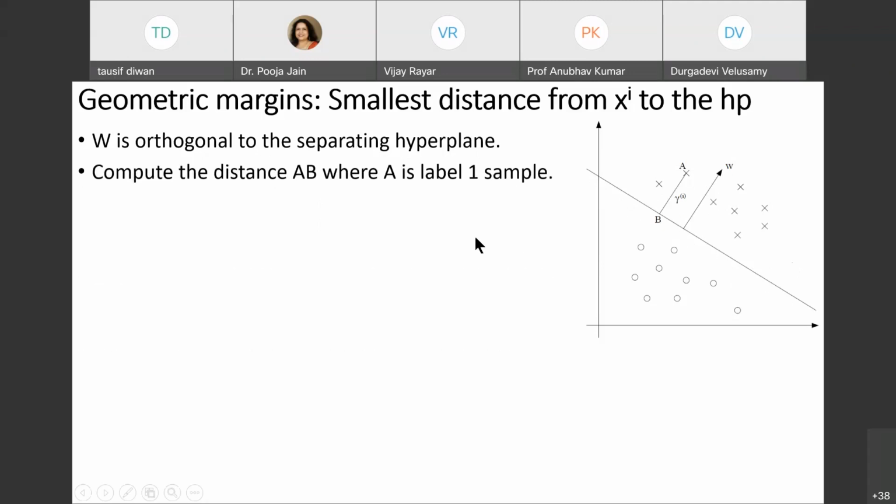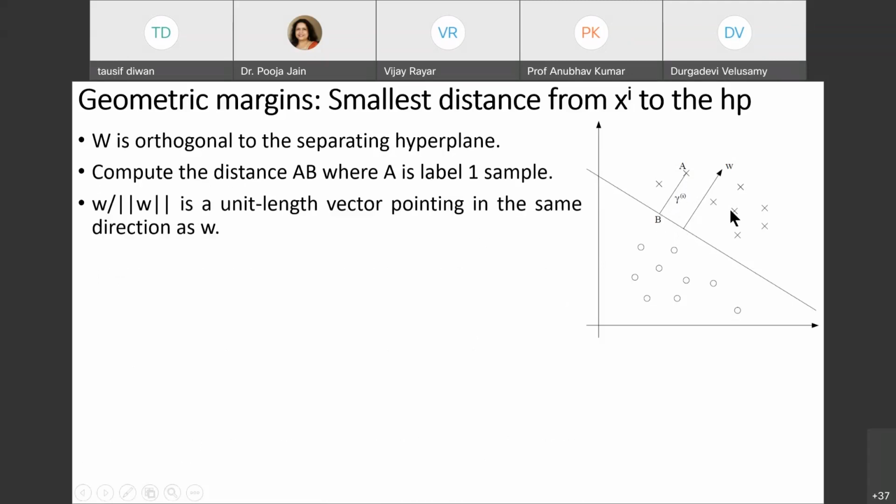Okay. Now, suppose we want to compute the distance AB. We know that this point A is there, but we don't know point B. For that, we need to identify the value of point B. And when we have the value of point B, then only will we be in a position to compute the distance AB. Just look at this, how we can compute.